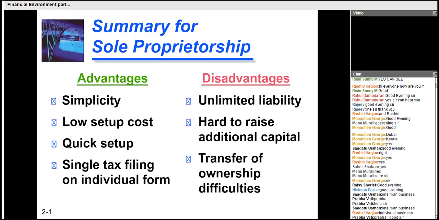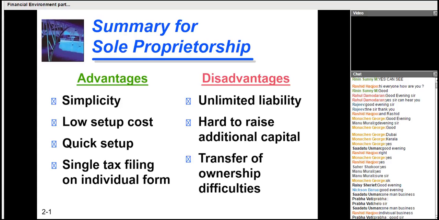The disadvantage is simply unlimited liability. If something goes wrong, you are the one going to suffer, not any other person, because you own the whole business. You have to look after your business, and all the liabilities are on your shoulder. There is no limited liability. The liabilities are unlimited. That is the disadvantageous side.